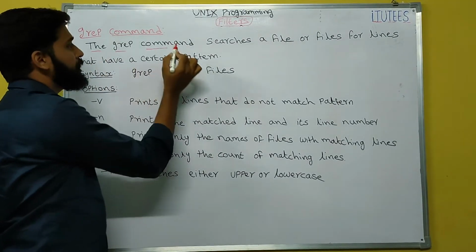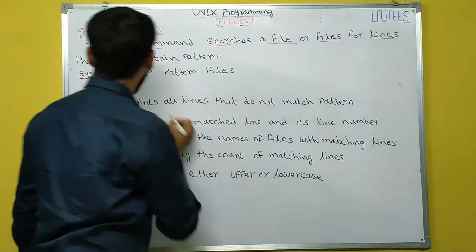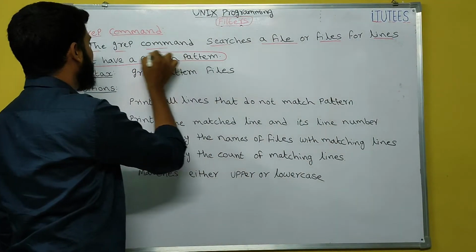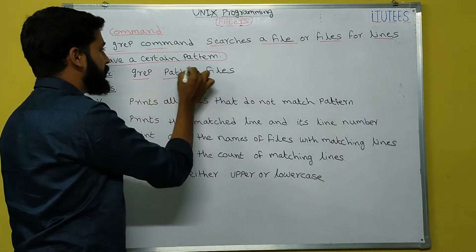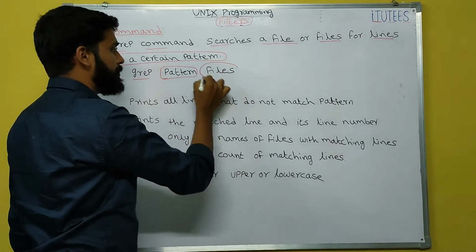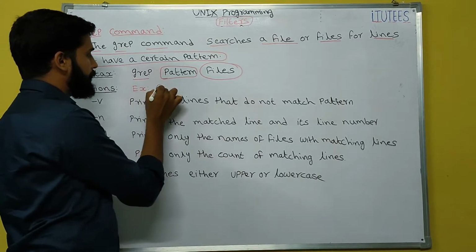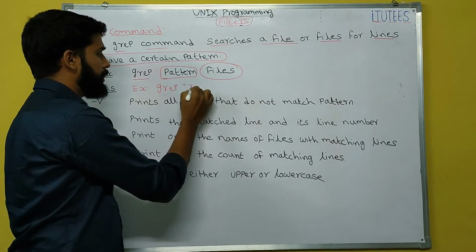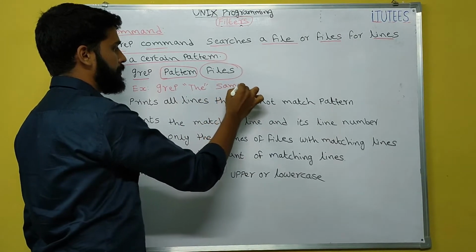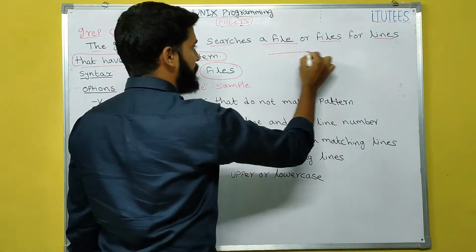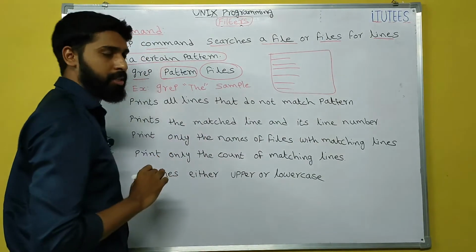The Grep command searches a file or files for lines that have a certain pattern. The syntax is Grep, then you specify some pattern and specify some files. For example, grep d sample: d is the pattern, and the file name is sample. The sample file contains some data, some lines. Let us assume these are the lines.